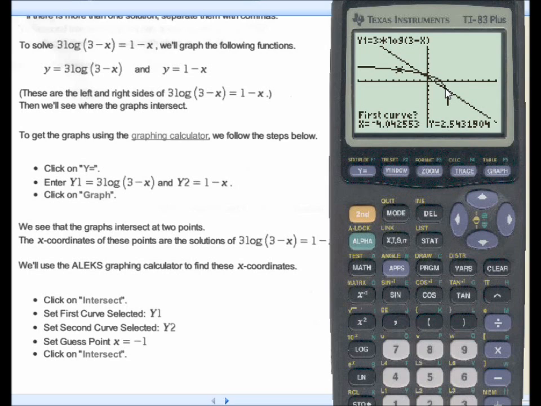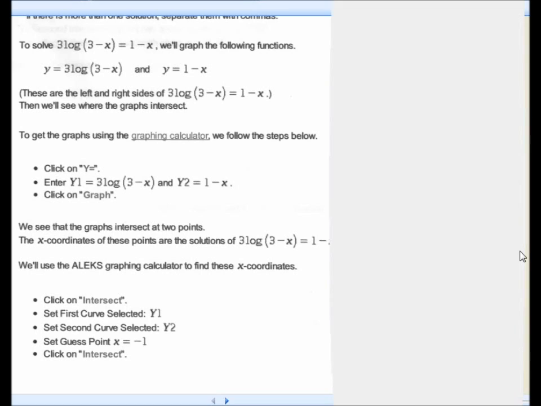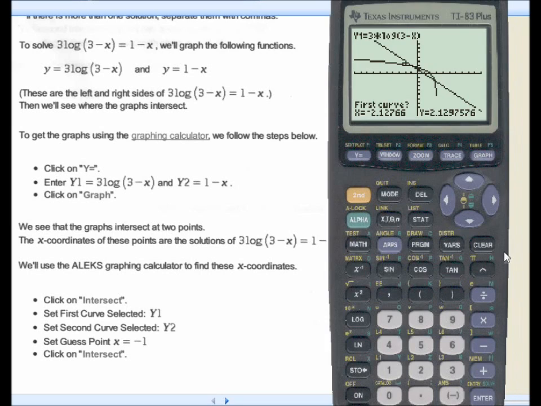So here we go. It's asking for first curve. I want to get as close as I can here. So I'm right there. And I now need to hit enter, so I'm going to shrink back up here so you can see me hit enter. And here is enter. Okay, now it asks for the second curve.